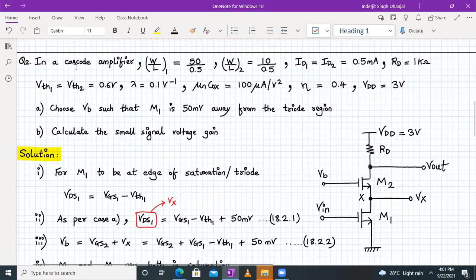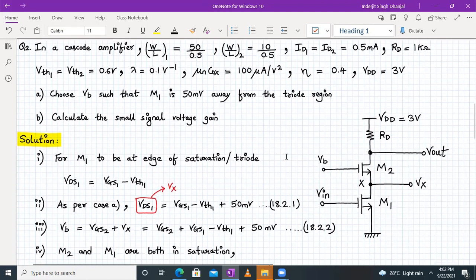The numerical states that in a cascade amplifier, W by L of 1 is 50 by 0.5, W by L of 2 is 10 divided by 0.5, and ID1 and ID2 are the same, equal to 0.5 milliamperes. RD value is 1 kilo ohm. VTH1 and VTH2 are given as 0.6 volt. Lambda is given as 0.1. Mu n Cox is given as 100 microamperes per volt square. Eta is given as 0.4, and VDD is given as 3 volt.